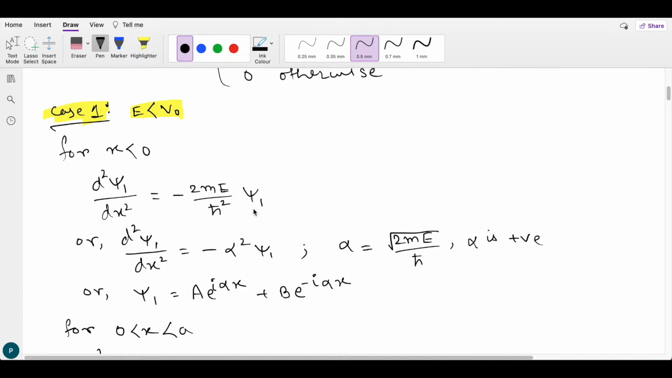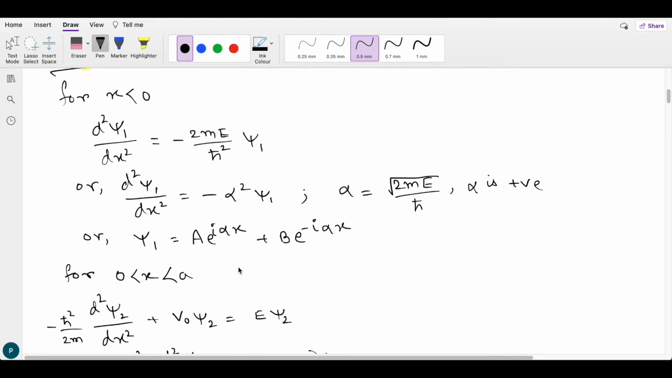So if we write alpha equals root over 2mE by ħ, which is real and positive, we have the solution of ψ1 as A e to the power iαx plus B e to the power minus iαx. A and B are constants, and this represents a superposition of two waves. One is coming from the left and traveling towards the positive x direction, and one is traveling towards the negative x direction. So A is the incident amplitude and B is the reflected amplitude.